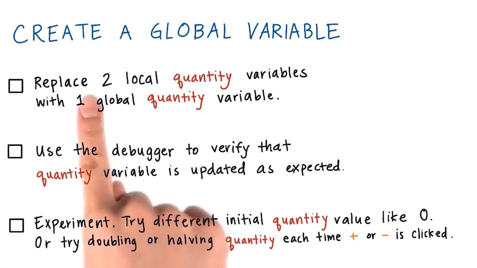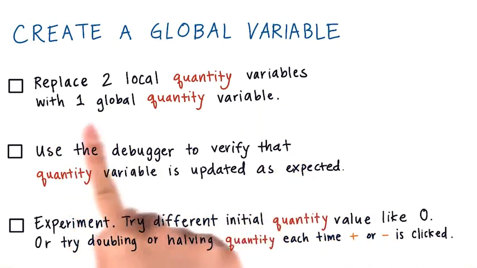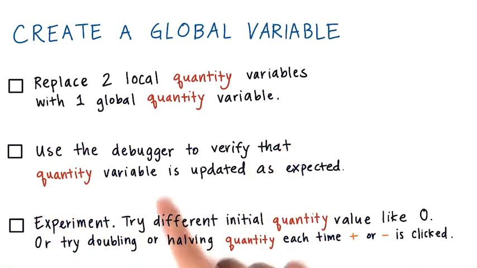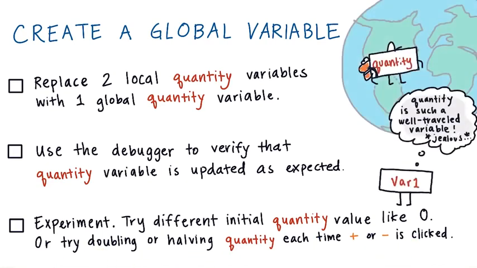Now it's your turn. Go ahead and replace the 2 local variables with 1 global variable. Then use the debugger to verify that the quantity variable is actually updating as expected. Once your quantity picker works, go ahead and do a little happy dance, and then you can try to experiment a little bit. What happens if you have a different initial quantity value, like 0? Or try doubling the quantity each time the plus button is pressed, or halving the quantity each time the minus button is pressed. Feel free to experiment with whatever you're curious about.